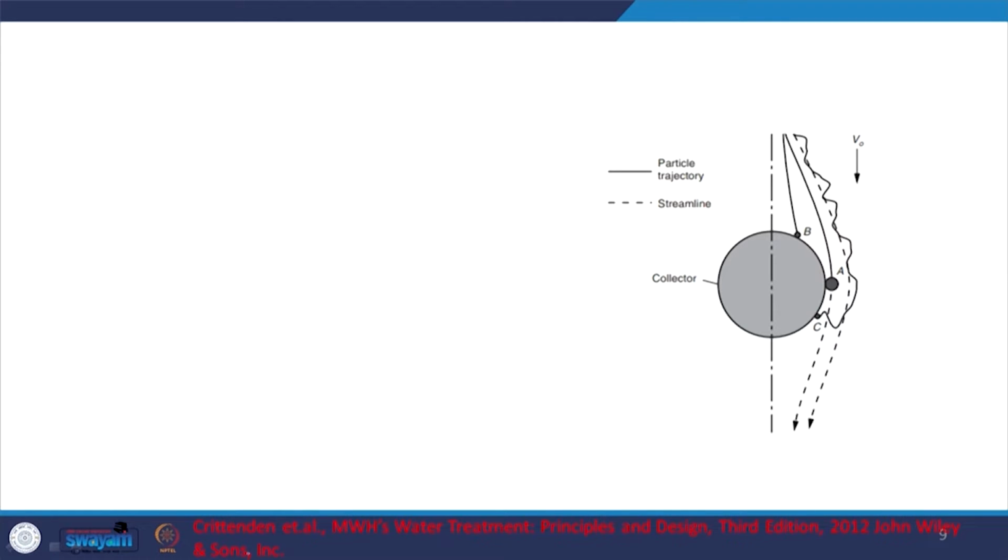This is from Kittunen et al. So, what do we have here? You have the particle trajectory and the streamline here, right. So, what do I have here? This is the one with respect to Brownian motion.